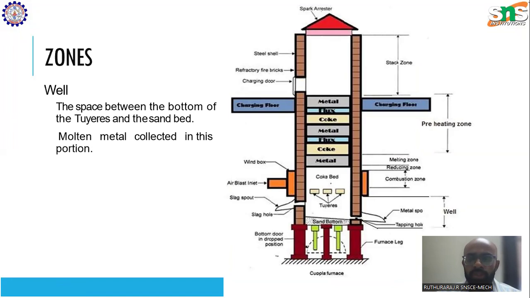So, the first zone is called the well, as we can see in the picture. It's the bottommost part of the furnace. It's a place where melting takes place. Here, the burning of material takes place, combustion takes place, and heat is generated. That heat is used to melt the metal. So the molten metal will settle at the bottom. This is where the molten metal can be collected from the furnace.